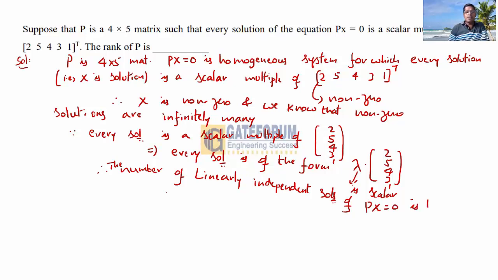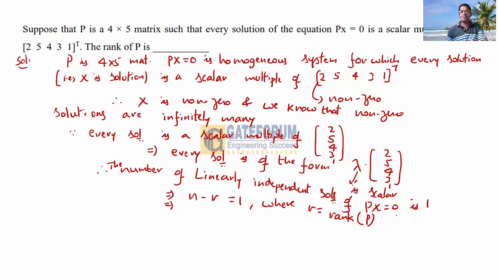We have a ready-made formula for finding the number of linearly independent solutions: n minus r is equal to 1, where n is the number of variables and r is the rank of the coefficient matrix. So how do we get the number of variables? P is multiplying with x. P is a 4 cross 5 matrix, that is 4 rows and 5 columns. Each row contains 5 elements, which is multiplied by x.